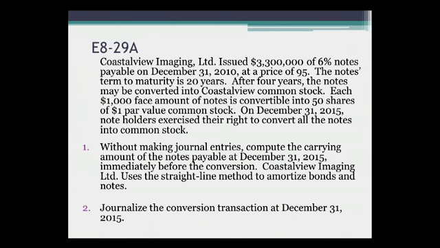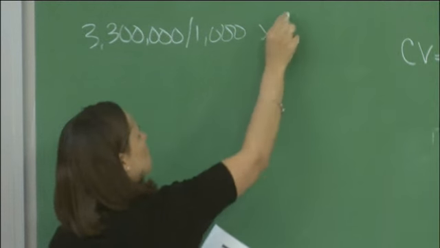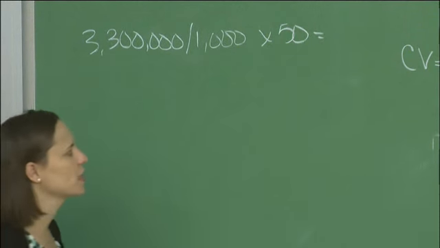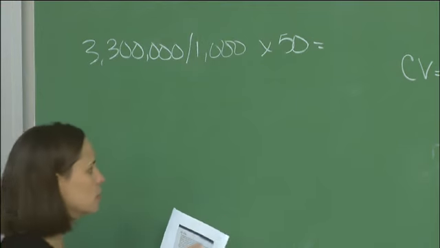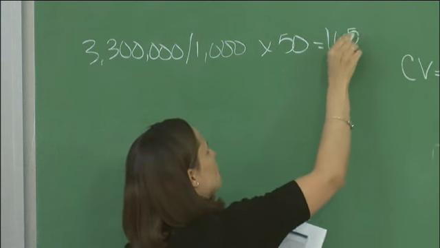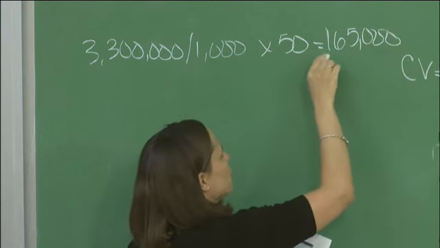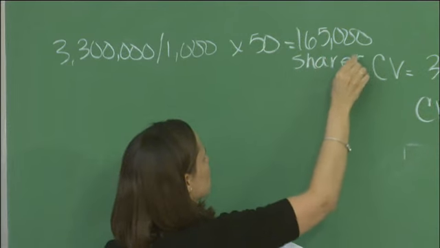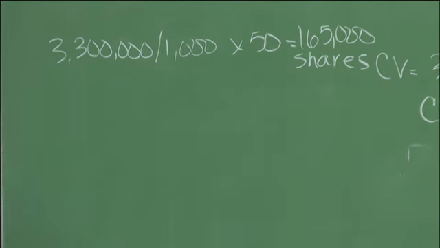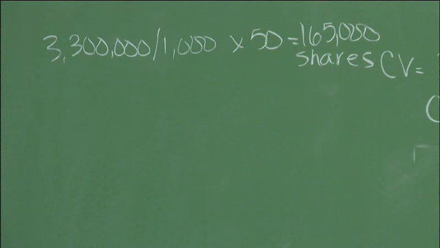Okay, so the face value of these notes is $3,300,000. Divide that by 1,000 to see how many $1,000 issues we have. Each $1,000 issue gets 50 shares of stock. Multiply by 50 means we're issuing 165,000 shares. Total coincidence that this 165,000 is the same amount as the original discount.